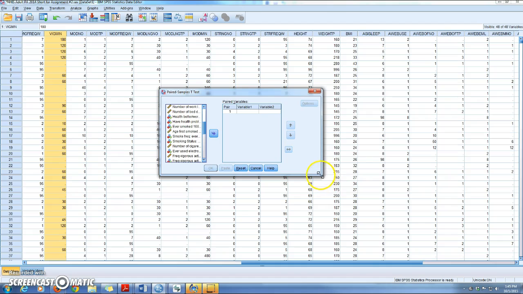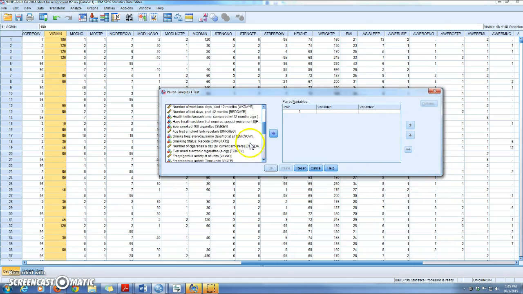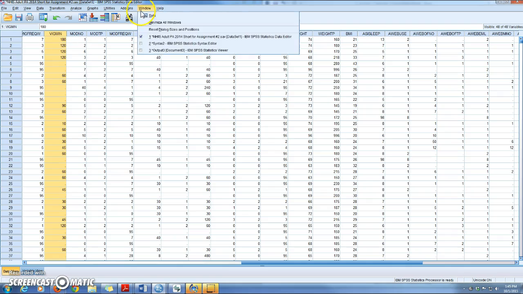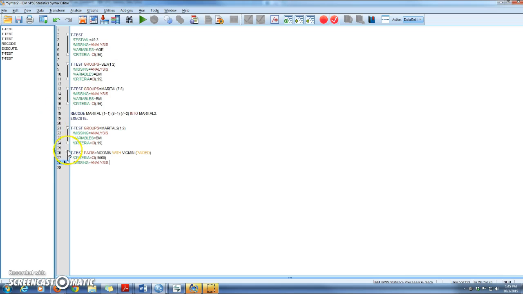So we need to scroll down and fix this so I can see until we find VigMin and ModMin. Here's ModMin. Doesn't matter which one goes in first. And here's VigMin. So we shoot that in, and then we're going to paste that. Now we'll go to our syntax window, and we're going to run this calculation.